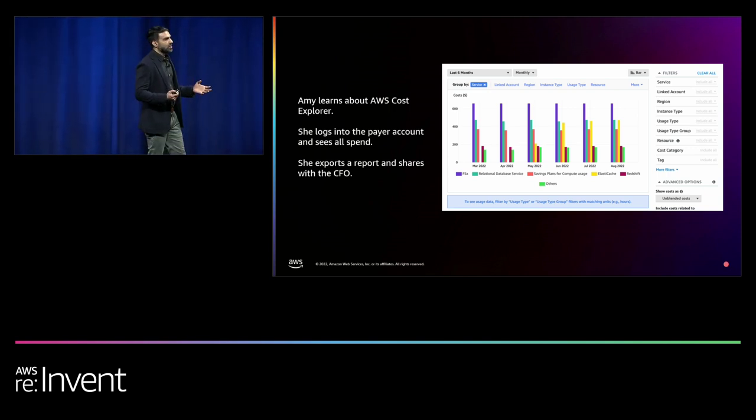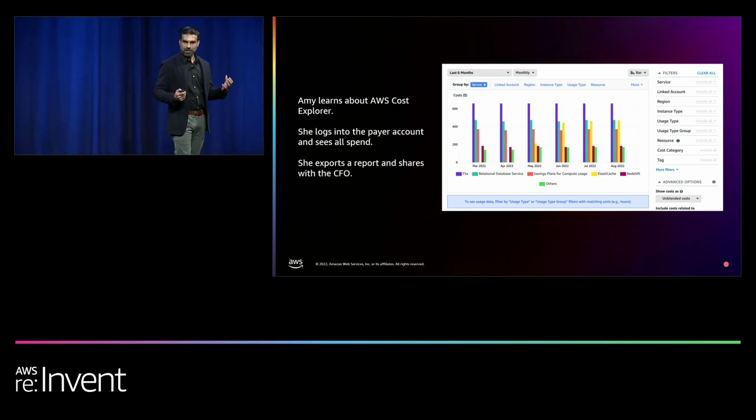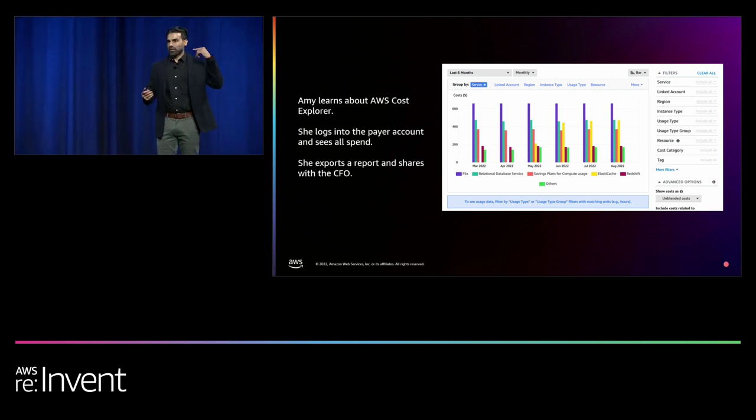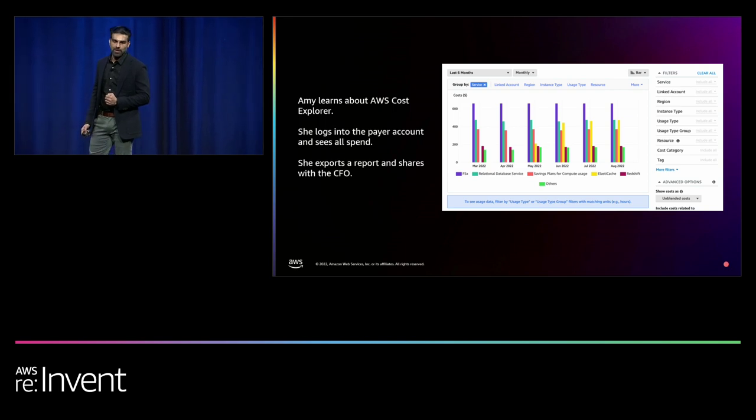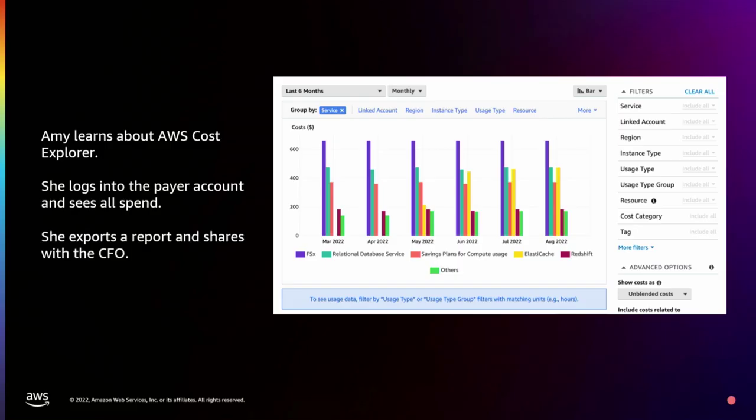So as she is getting ready to provide a spend update to her CFO, she's still wondering at the back of her head, how do I get the next level of detail? Like, how do I make this information actionable to my engineering teams? So let's see how that conversation unfolds.